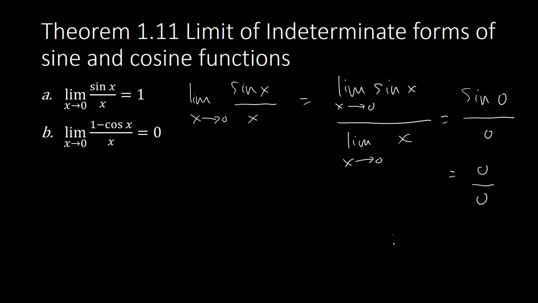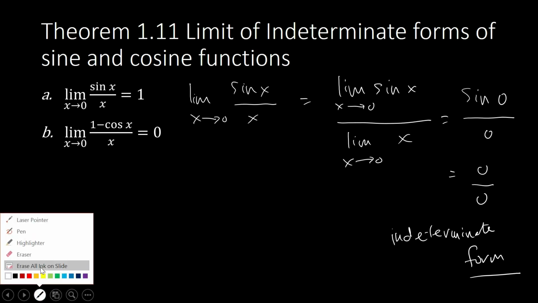So this is an indeterminate form. It doesn't mean that the limit is equal to 0. It doesn't mean that the limit is equal to infinity. It is indeterminate. So we have to find ways to really find out what is the true limit of this function, sine of x divided by x as x approaches 0.